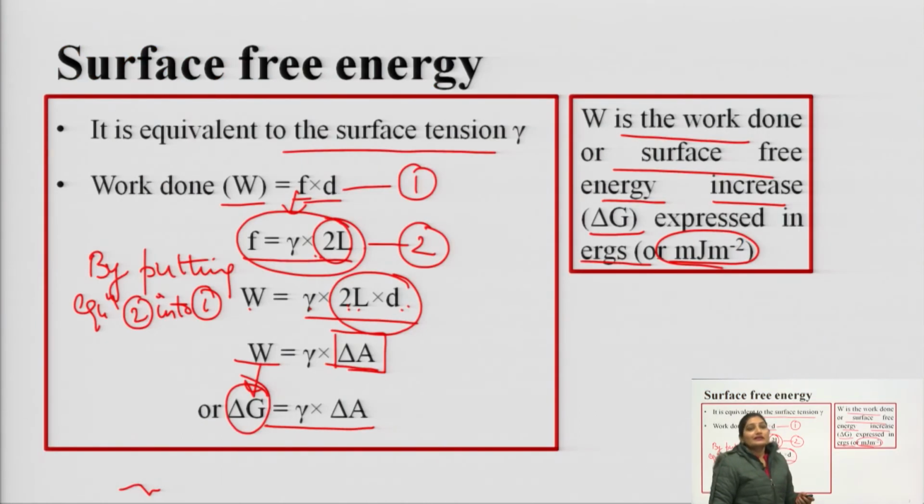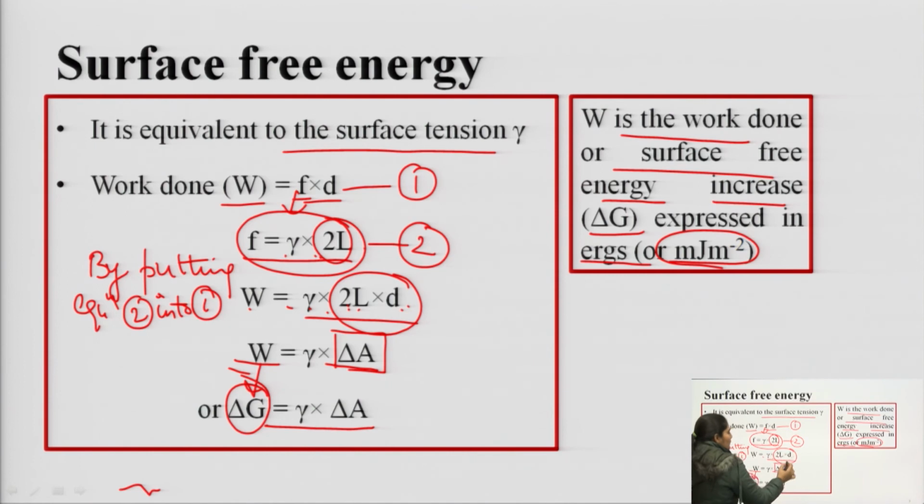Surface free energy, as I have told you previously, is equivalent to the surface tension, that is gamma. So, work done is equal to F into D, and this F is equal to gamma into 2L. Why 2L? Because there are two surfaces of the rectangular wire frame. So, F is equal to gamma into 2L, and by putting equation 2 into equation 1, it becomes W is equal to gamma into 2L into D.